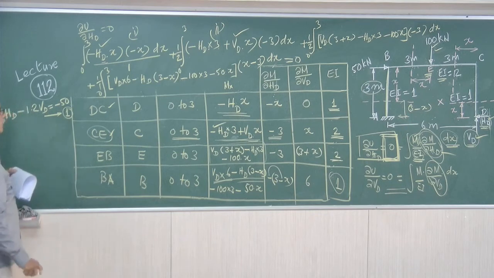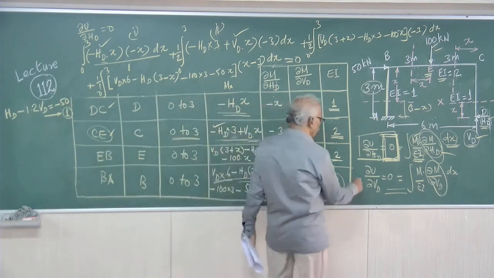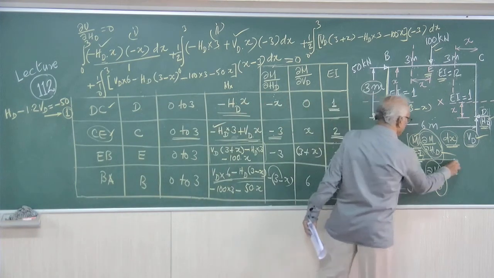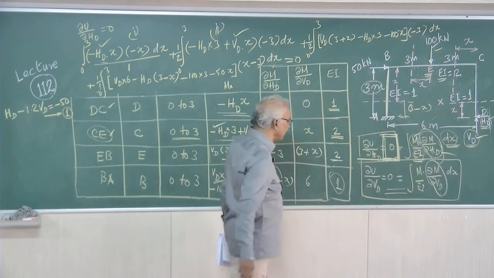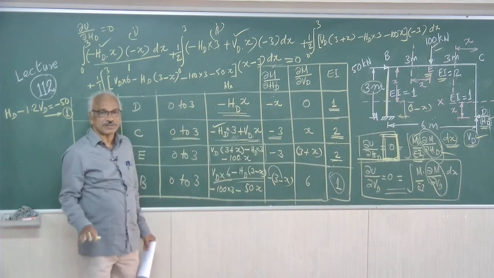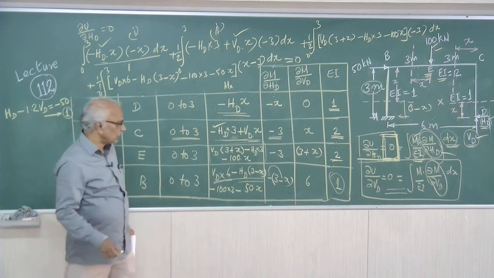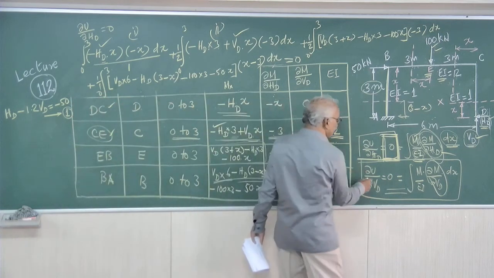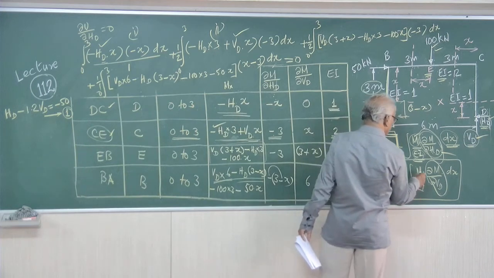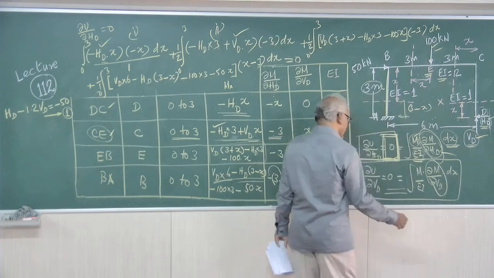Equation 1. Right. Now, next is this equation, dou u by dou Vd equal to 0, because again D is supported. There is no vertical displacement at D. So, dou u by dou Vd equal to 0. So, dou u by dou Vd is given by 1 by EI into integral m into dou m by dou Vd into dx, that is equal to 0.